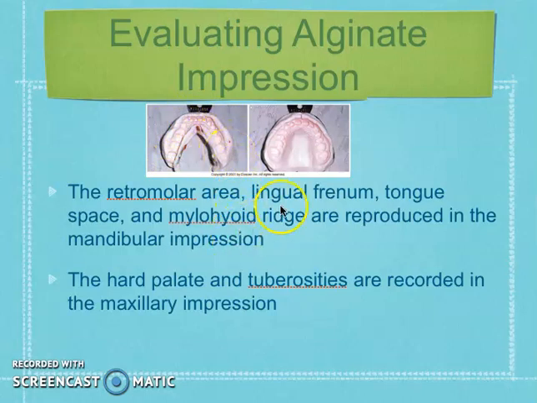So on the maxillary, we want the hard palate, which is here in this area. We want this, and we also want the soft palate. We want all of this hard palate here. The soft palate is back in this area. If you get to the soft palate, you're going to gag people. So this is the hard palate area, and the tuberosities, which is lingual to the last erupted molar. So this is the tuberosities. So these are things we want to look at.